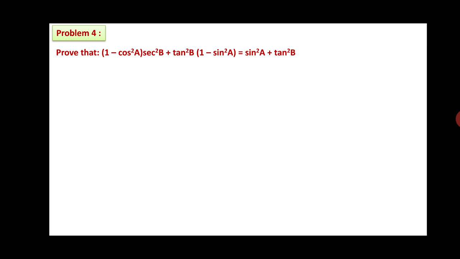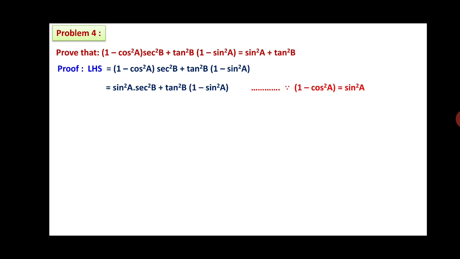This is the first problem: prove that bracket 1 minus cos square a into sec square b plus tan square b into bracket 1 minus sin square a is equal to sin square a plus tan square b. We start with the LHS: bracket 1 minus cos square a into sec square b plus tan square b into bracket 1 minus sin square a. Friends, we know that 1 minus cos square a is nothing but sin square a. Sin square a into sec square b plus tan square b, and the next, 1 minus sin square a in the bracket as it is.